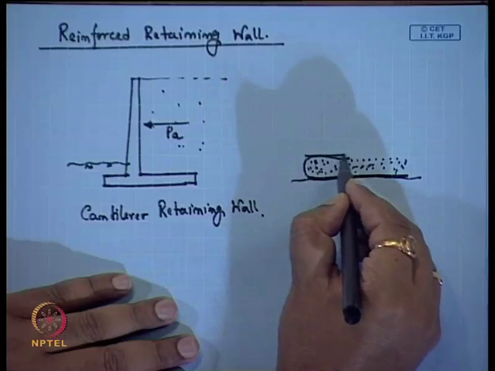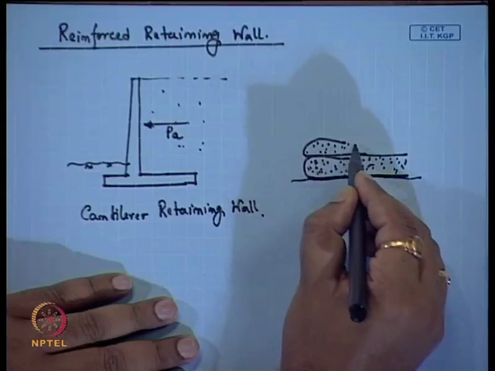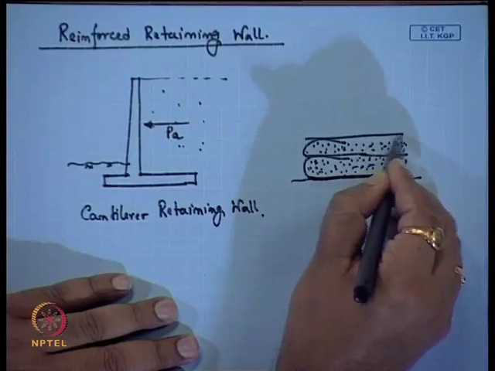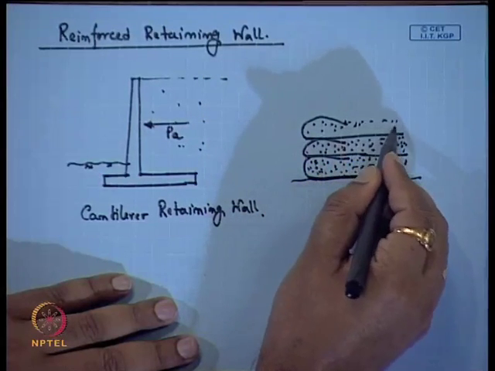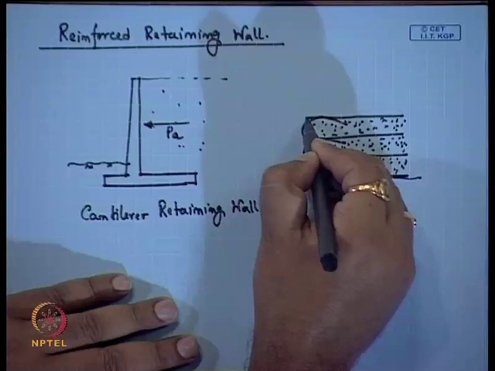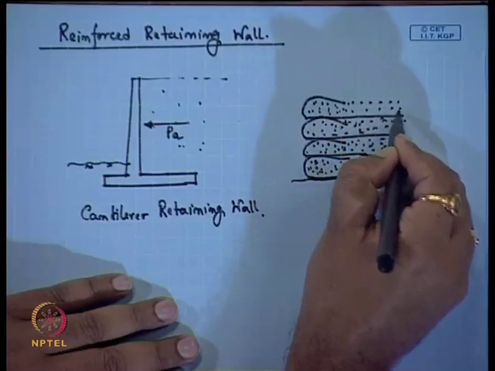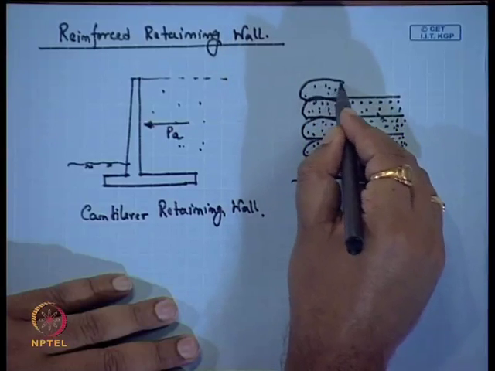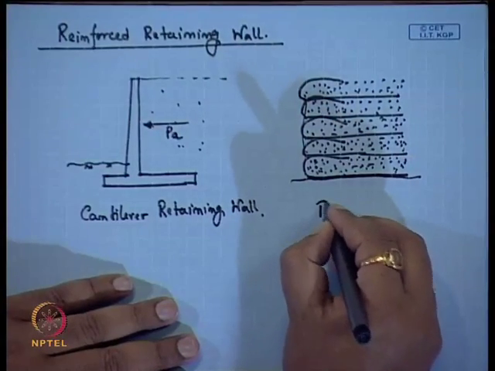Then we place another reinforcement layer on top of this sand layer, then fold it and put the sand layer inside this reinforcement layer. Then we place another reinforcement layer, fold it and put the reinforcement here. Then you place another reinforcement on this top and again you fold it and fill the sand. Then you place another reinforcement, fold it and place this sand. So, this is called a reinforced retaining wall.